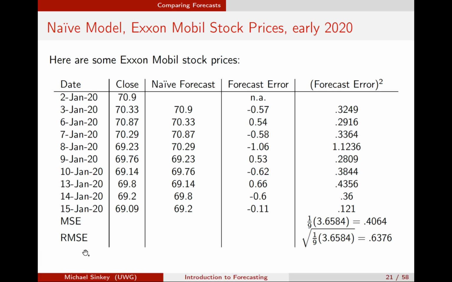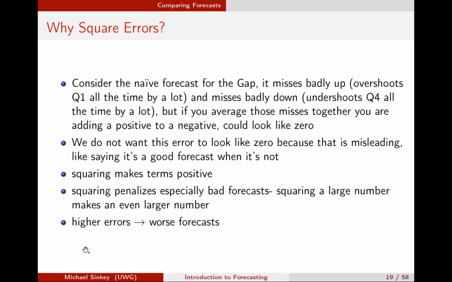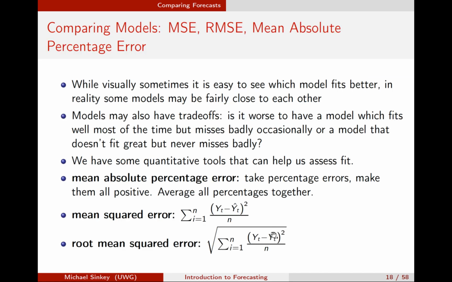So bottom line, we use the root mean squared error, where we square the errors. That's the squared term right here. We divide by the number of forecasts that we make. N is the number of forecasts, and we just take the square root.